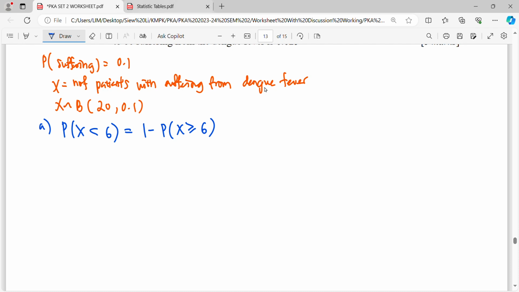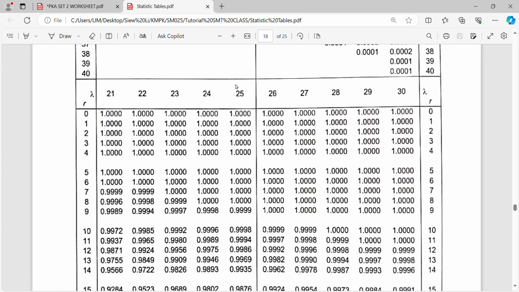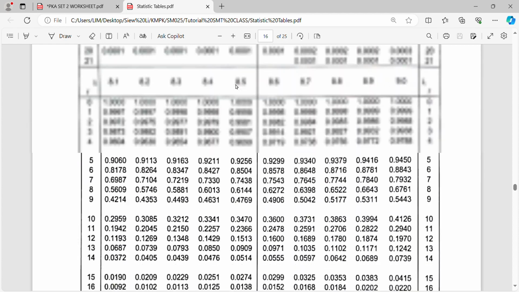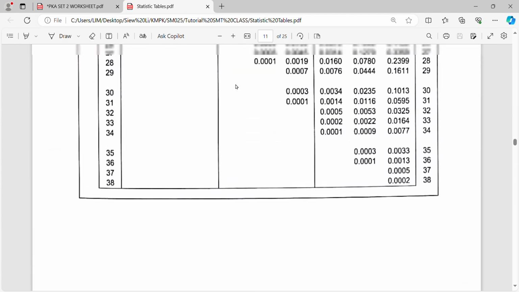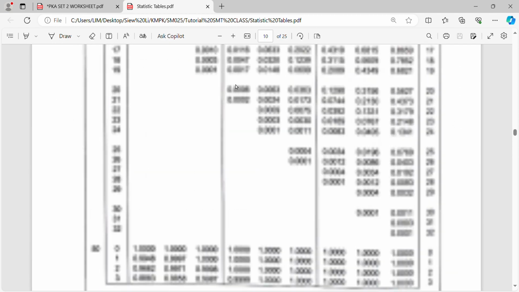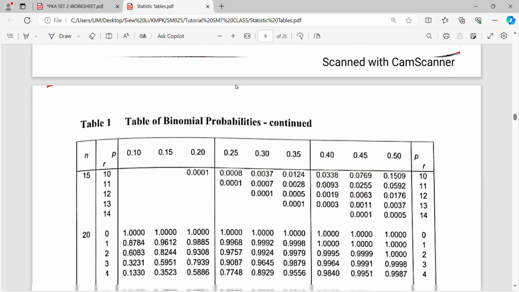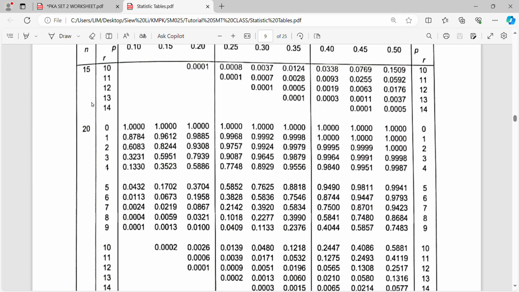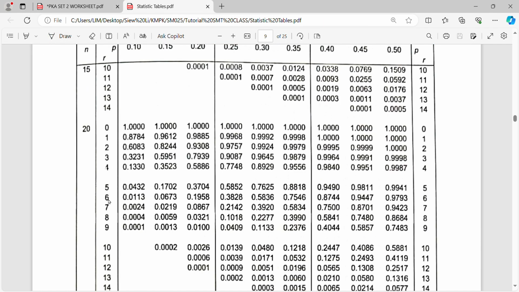So refer to your binomial table, sample 20, probability 0.1. What reading do you want to read? More than or equal 6 means read the reading for 6, which is 0.0113.